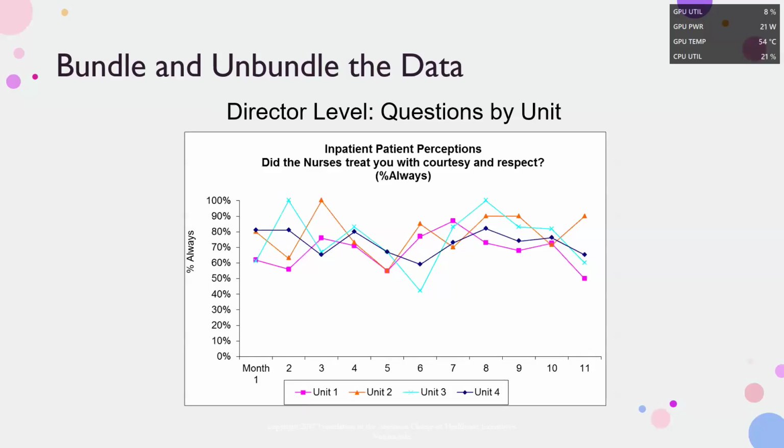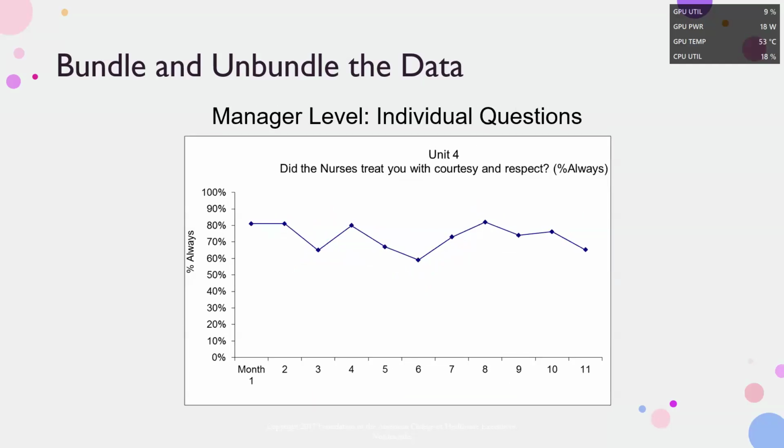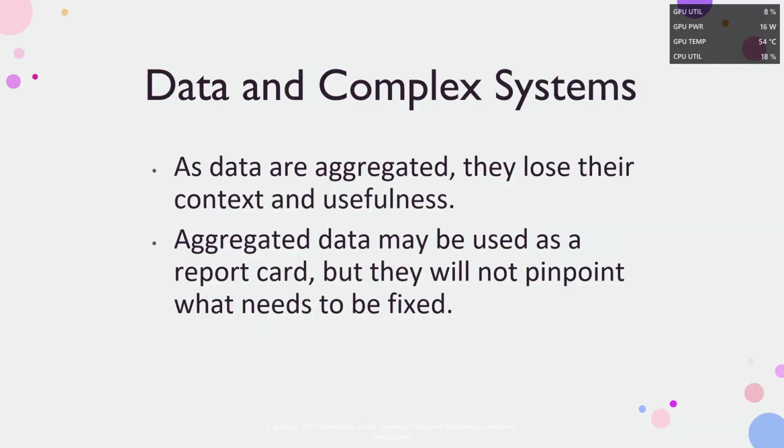I want to rebundle. I want to know how Unit 1, 2, 3 did in addition to Unit 4, right? In order to make good decisions. Because Unit 4 is kind of just in the middle almost every month. But I don't know that from just seeing my data. I need that comparison purpose. So as data are aggregated together, sometimes they can lose their context and usefulness.